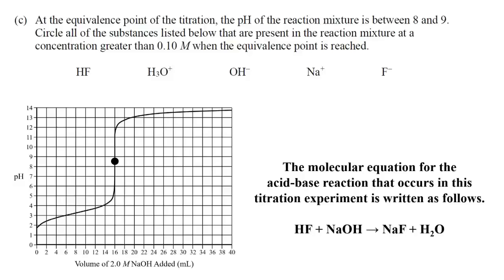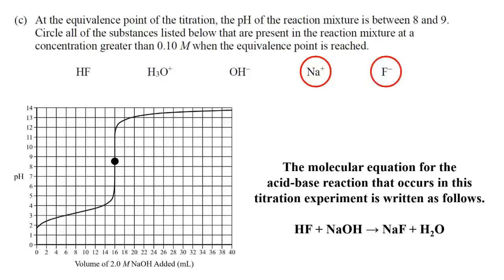So the molecular equation for the acid-base reaction that occurs in this titration experiment is written as follows. HF, or hydrofluoric acid, is reacting with NaOH, or sodium hydroxide, to produce sodium fluoride and water. So at the equivalence point, there should be a large concentration of sodium ions and fluoride ions in solution. And if you're wondering about the concentration of OH-, the pH of the solution is somewhere between 8 and 9.